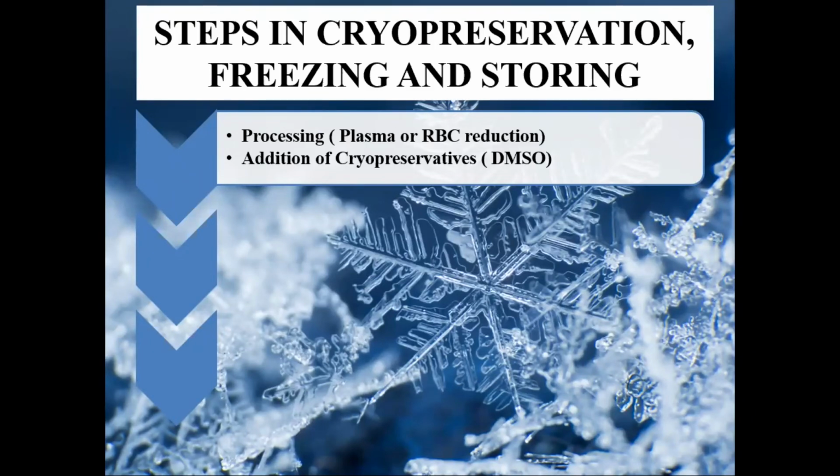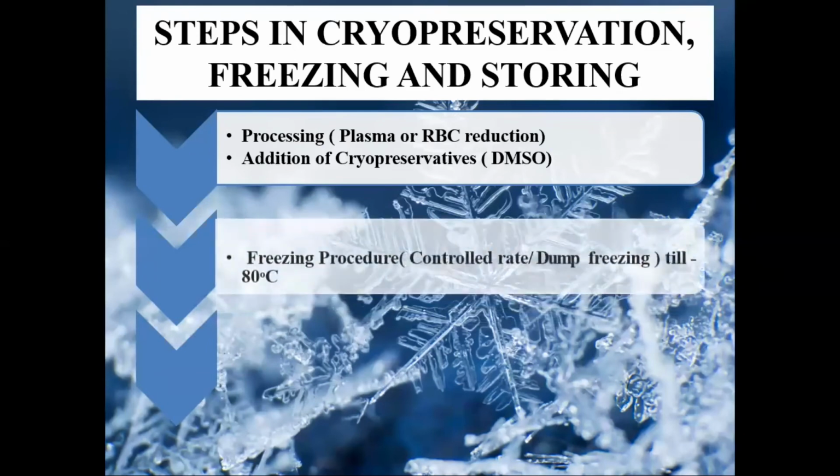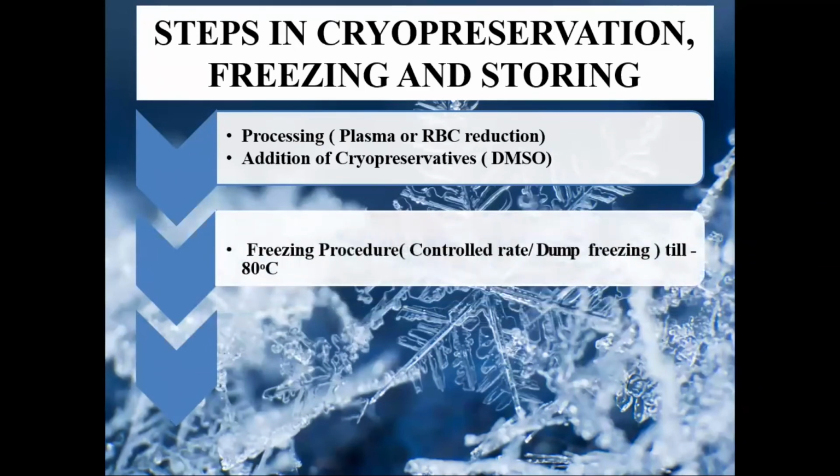The second step is the cryopreservation. The cryoprotectants have to be prepared and added to the stem cells. The main cryoprotectant which you add is 10% DMSO. After adding the cryoprotectant to the stem cells, it has to be kept in the freezers. There are various types of freezing procedures. What are they? It can be kept either at -80 degrees Celsius, which is what we call dump freezing, or it can be kept in the vapor phase or liquid nitrogen tanks.